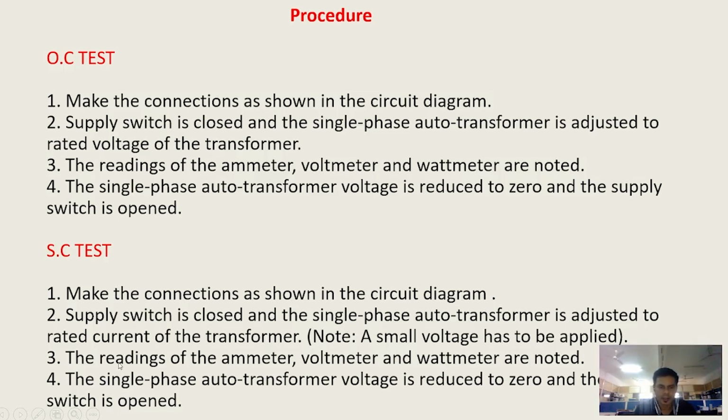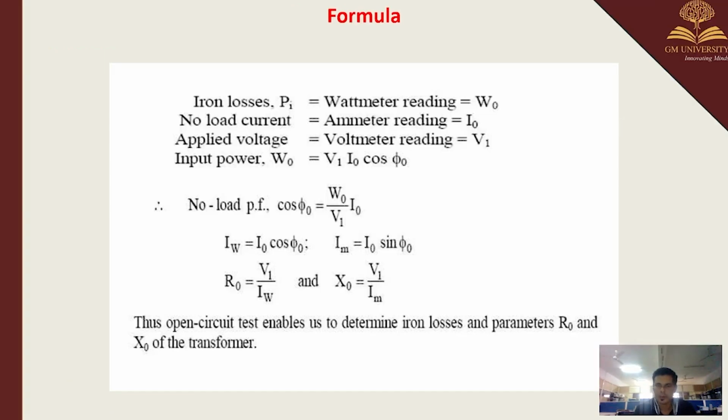Next, the readings of the ammeter, voltmeter, and wattmeter should be noted down. Then bring the auto transformer voltage back to zero. Then the supply switch is kept open. And these are the formulas.